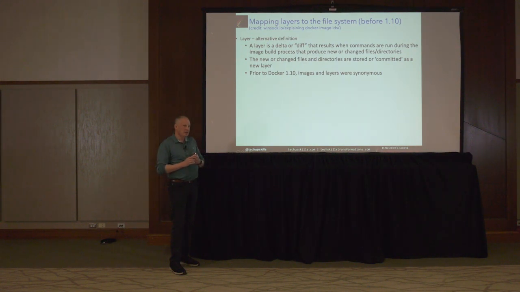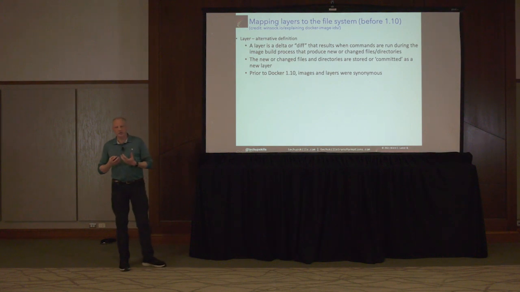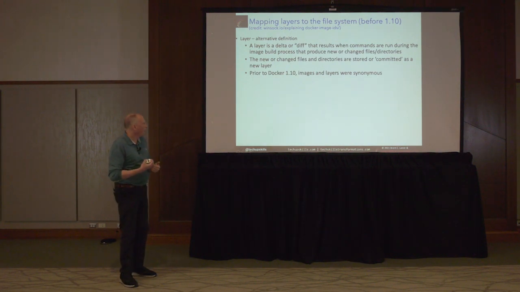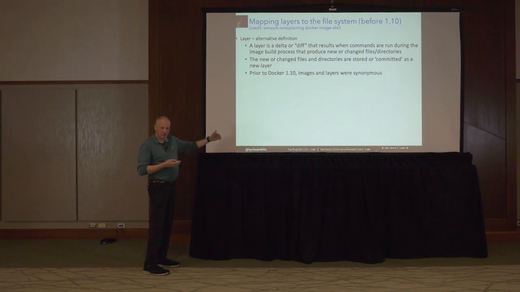Prior to Docker 1.10, a layer is essentially a delta or a diff, meaning that if we had a Dockerfile instruction that said add a file, then the layer before that would not have that file, but the new layer would have that file. So as we're making changes from the Dockerfile, the instructions can create new layers. We have this information that keeps track in the system of what's in that. So the new or changed files, as we built up the image, would be stored in a different layer.